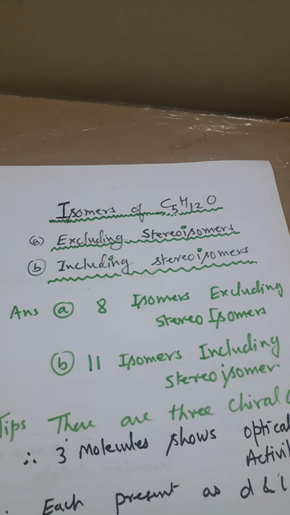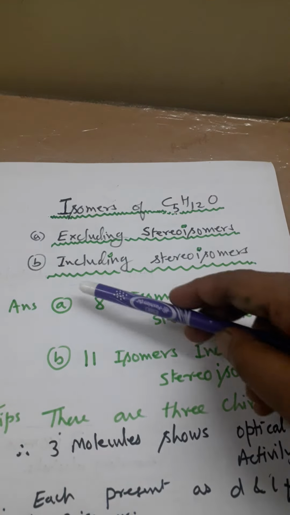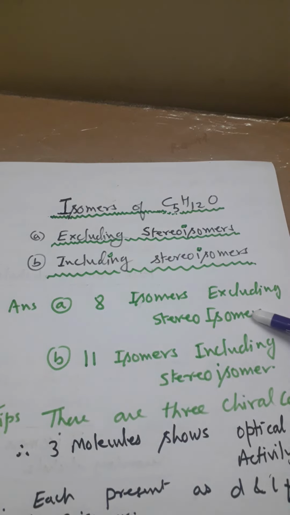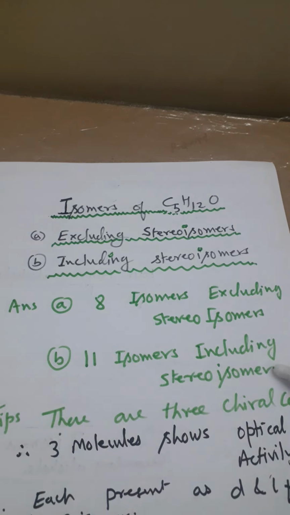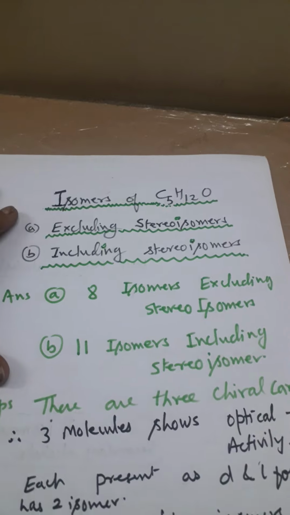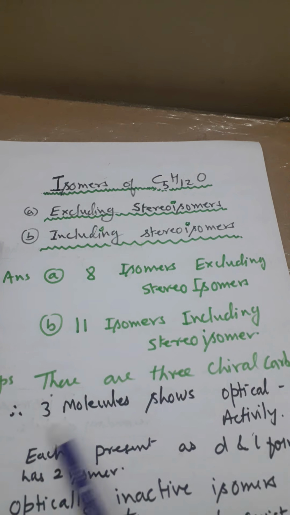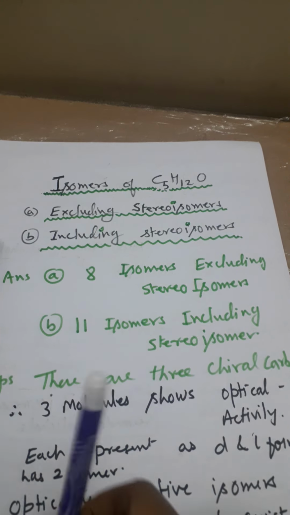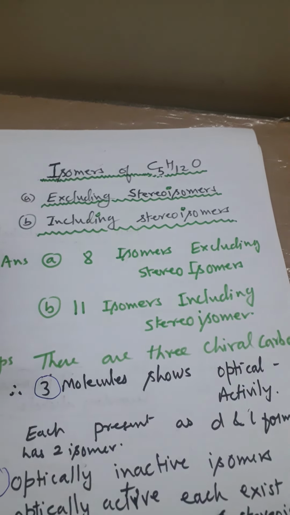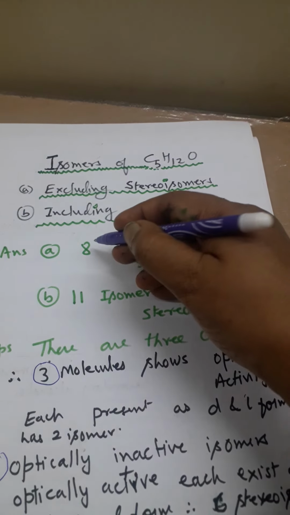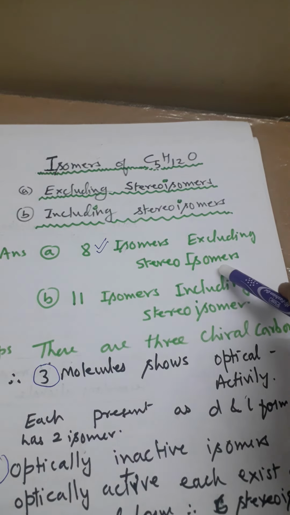Here I have given you the exact idea because before going to this, it will be in your mind that A is 8 isomers excluding stereoisomers, and in case of B, 11 isomers including stereoisomers. What does it mean? This will show you that there are 3 chiral carbon atoms, so 3 molecules show optical activity. If 3 molecules are showing optical activity, then 5 molecules are optically inactive. So total, as I told you, 8. It means 5 and 3 molecules we are discussing because we are excluding stereoisomers here.